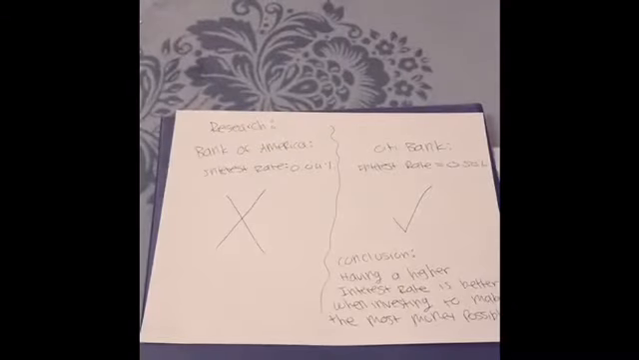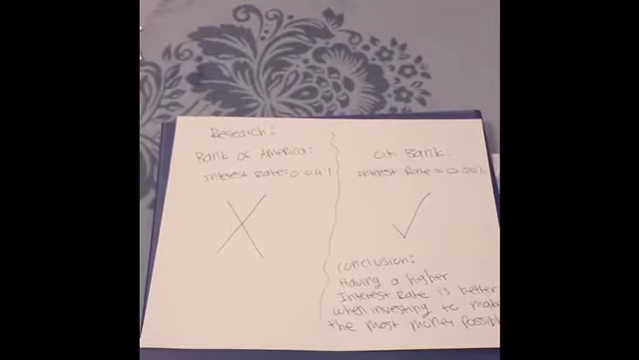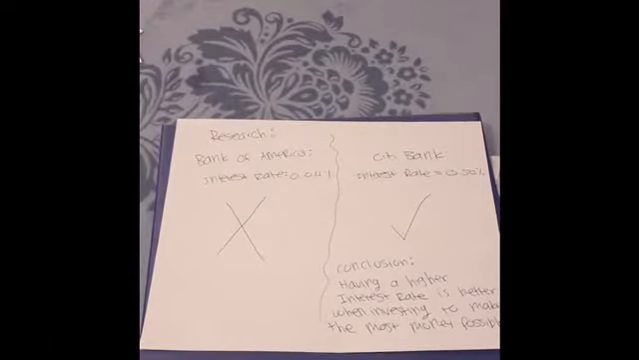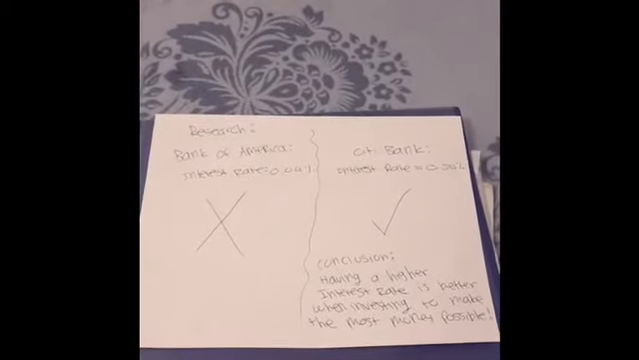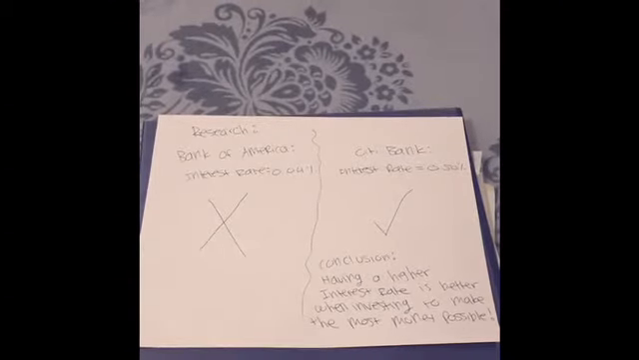After doing our research, we found out that Bank of America's interest rate is 0.04% and Citibank's interest rate is 0.50%. Our conclusion was having a higher interest rate is better when investing to make the most money possible.